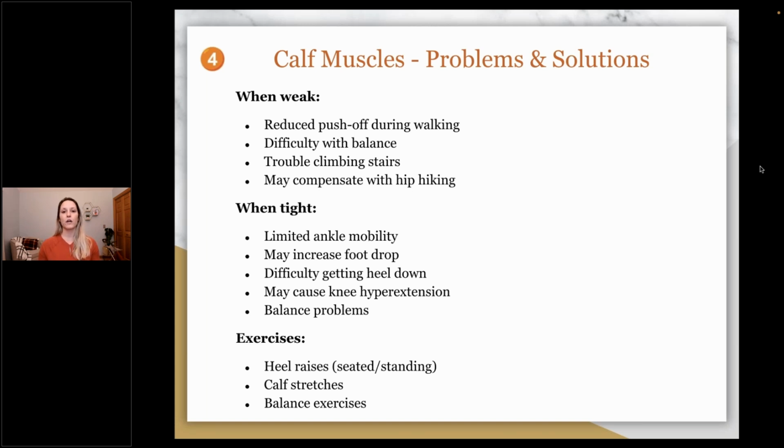When your calf muscles are tight, you might notice limited ankle mobility because you can't lift it as high. You have increased foot drop or foot slap. You might have difficulty getting your heel down. You might have knee hyperextension or locking, and balance problems because our calves help us stay balanced. So some exercises that you can do for your calves are heel raises, seated or standing, calf stretches, and balance exercises. So let's review those.